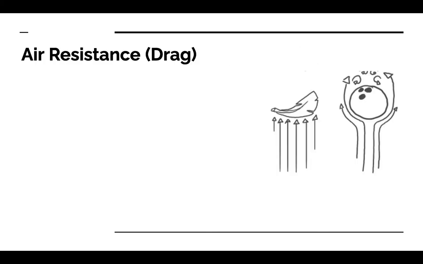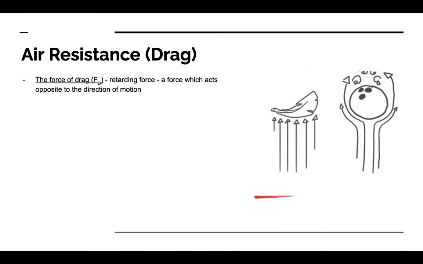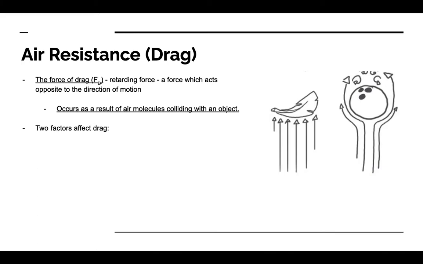So next we look at air resistance and drag, just from a conceptual standpoint, not from a mathematical standpoint. The force of drag, or air resistance, or really any type of resistance to a fluid, say like when you're swimming in a pool, is what we call a retarding force, a force which acts opposite to the direction of motion. Friction itself is also a retarding force, but it's also known as a dissipative force. Drag occurs as a result of air molecules colliding with an object, the same way that friction occurs due to the roughness of two surfaces colliding.